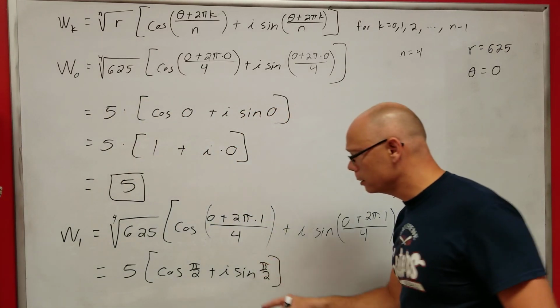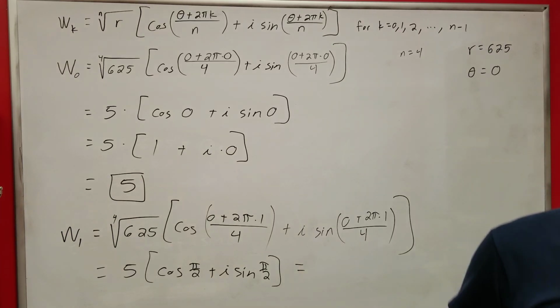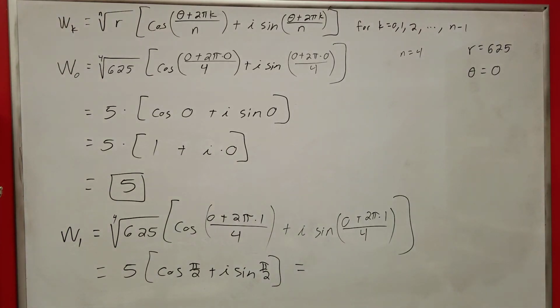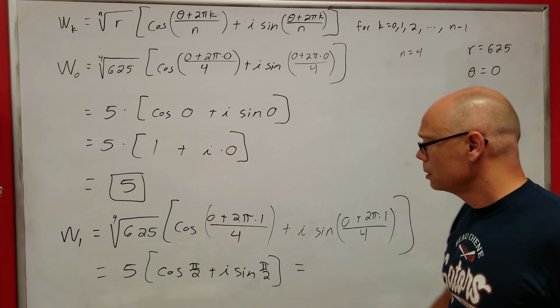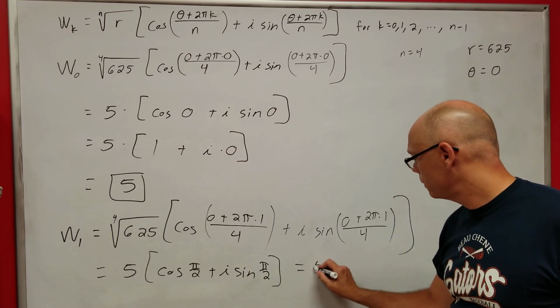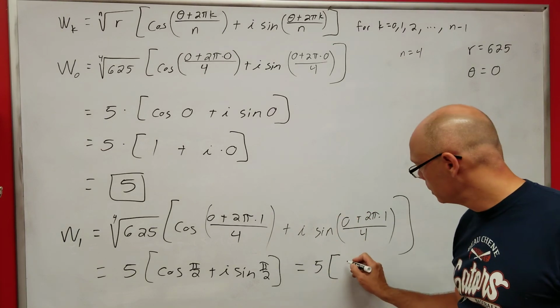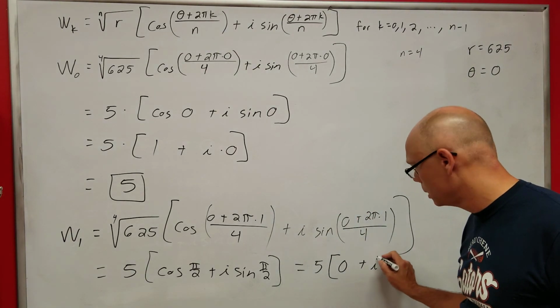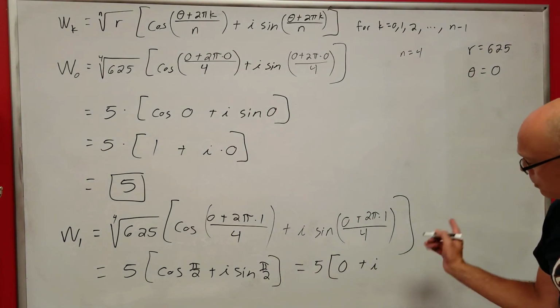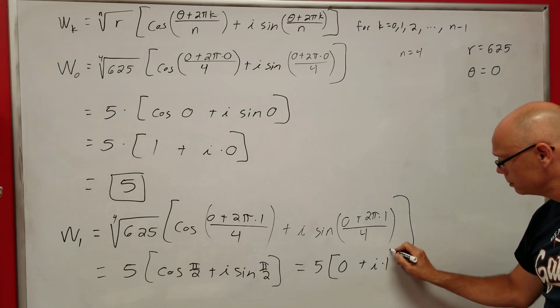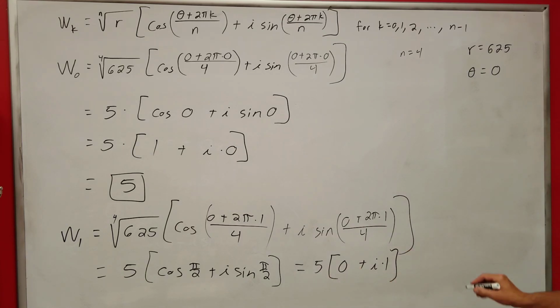I'll keep going down, but I'm out of room here. In fact, let me make sure I'm still in view. Yeah. So what do we have? We have 5 times, what's the cosine of pi over 2? At pi over 2, my cosine is 0, plus i. What's my sine of pi over 2? Pi over 2, my sine is 1. So what happens whenever I multiply this? I get 5i. That's another 4th root of 625.